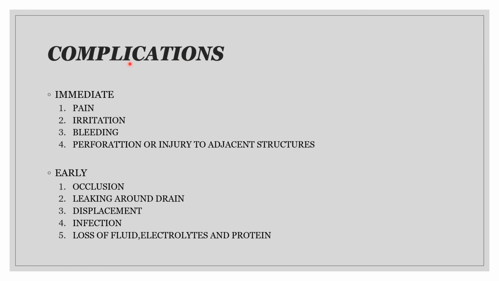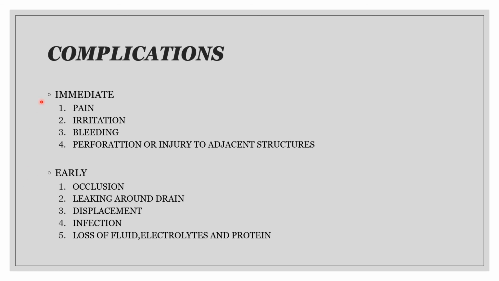What are the complications? The immediate complications are pain, irritation, bleeding, perforation or injury to an adjacent structure. Now the fourth one should not happen, but it can happen. A drain can pierce another organ and form a fistula there.